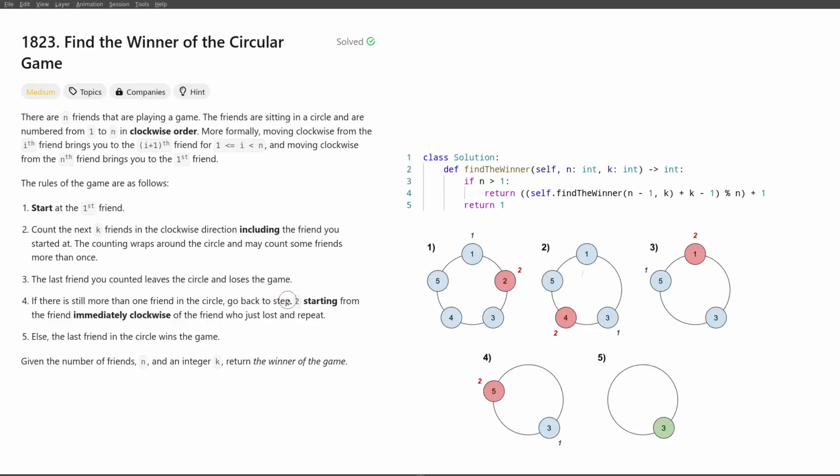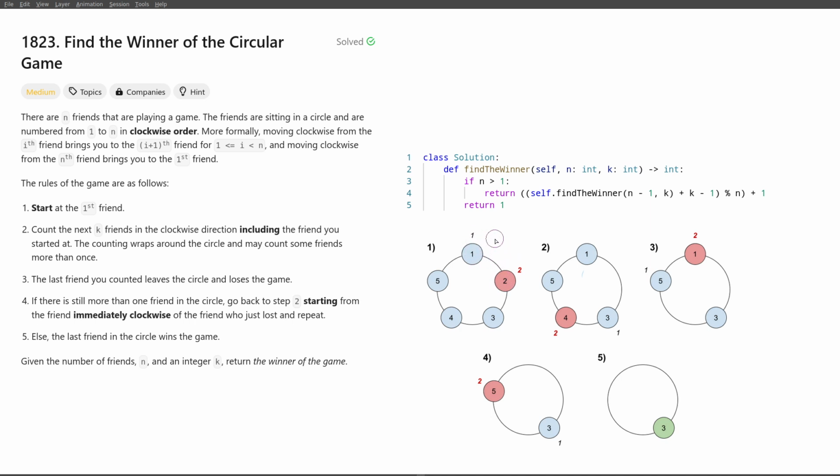Hello everyone, today we'll talk about the problem "Find the Winner of the Circular Game." The game is specified by two parameters, n and k. We start at the player with the number 1. Players are arranged in a circle, 1, 2, 3, 4, 5, and in every step we take k steps forward.